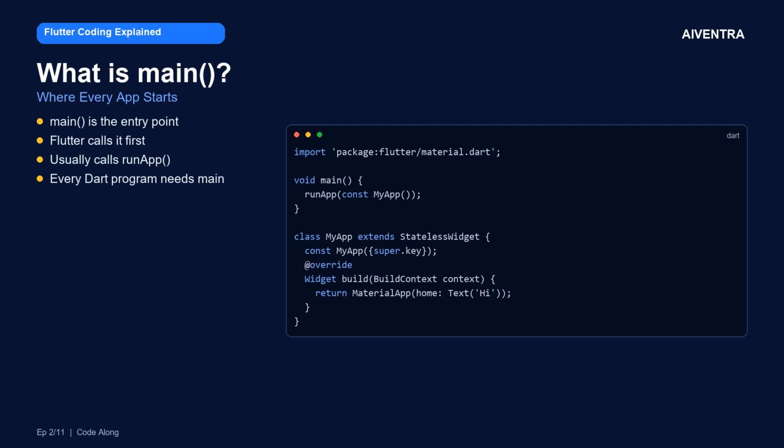So the flow is simple. Main runs first. Main calls runApp. runApp displays myApp on the screen. myApp returns a MaterialApp. MaterialApp shows a Text widget that says hi.